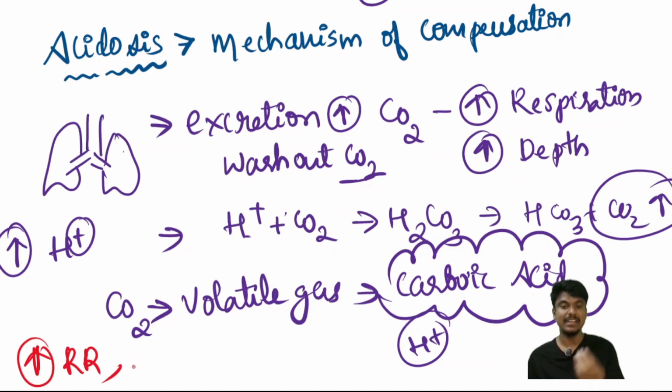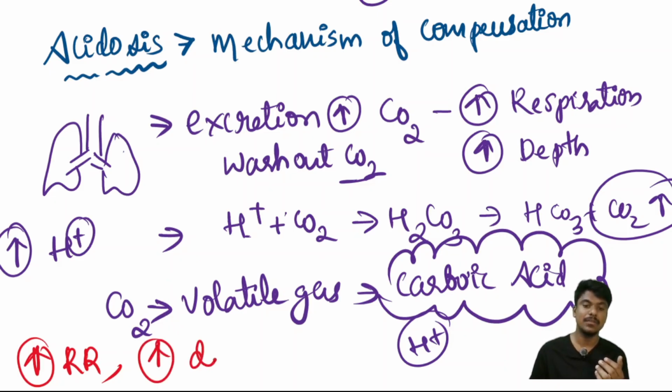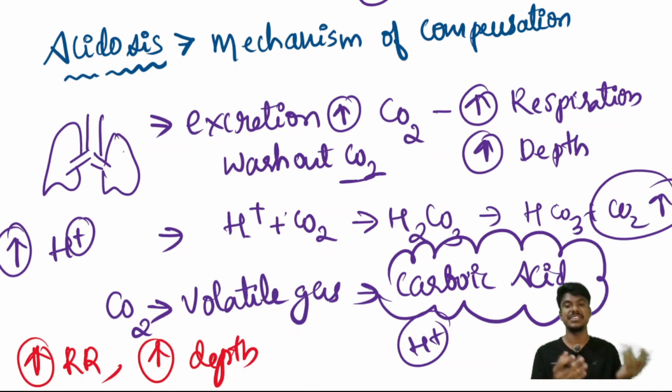It will make the pH acidotic by the formation of carbonic acid. Increasing the rate will be there. Increased depth of respiration will be there in case of acidosis. By this, the lungs will compensate for the altered pH.